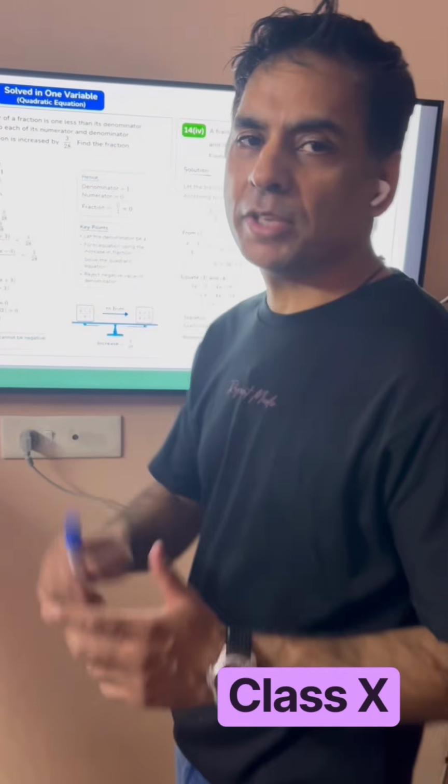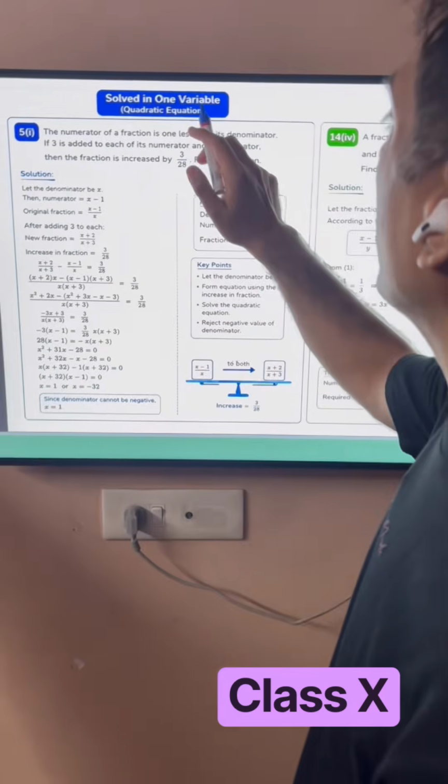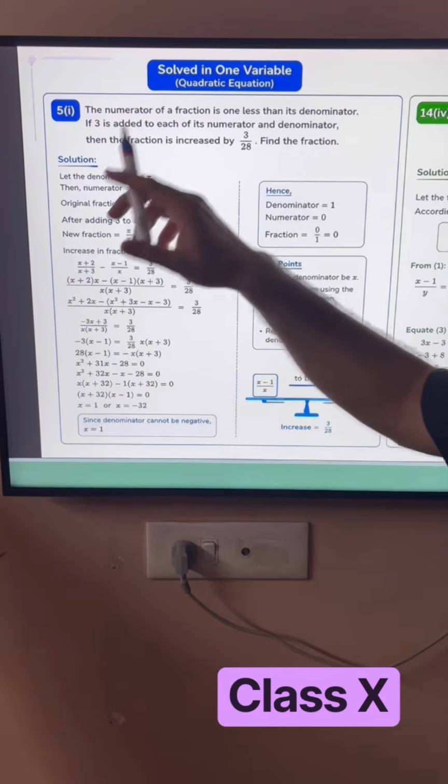Fraction sums often come in board exams, and 8 out of 10 students get confused whether they need to solve it with one variable or two variables. So let's read this first.